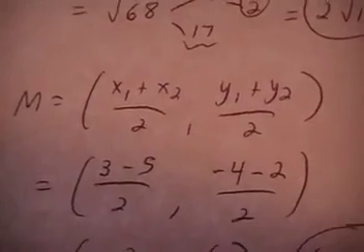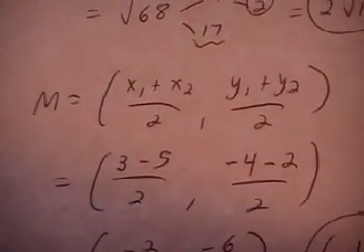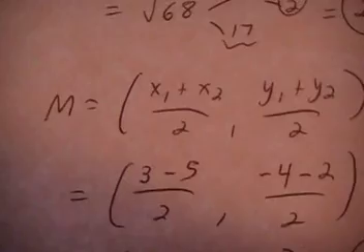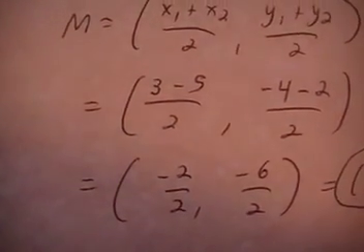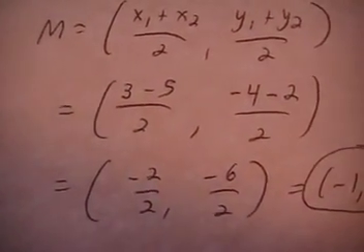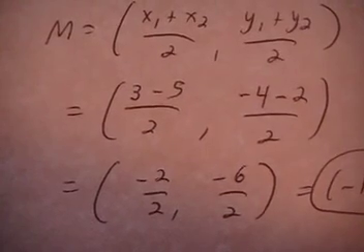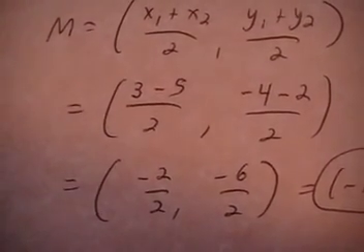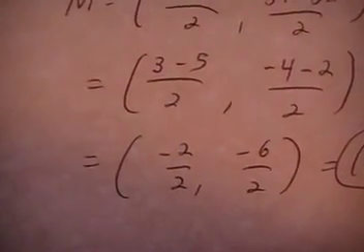Negative 4 plus a negative 2 is the same thing as negative 4 minus 2. 3 minus 5 is negative 2 in the numerator. Negative 4 minus 2 is negative 6. If you get odd numbers, you just leave them over 2. If this was negative 3 over 2, I would just leave it like that.